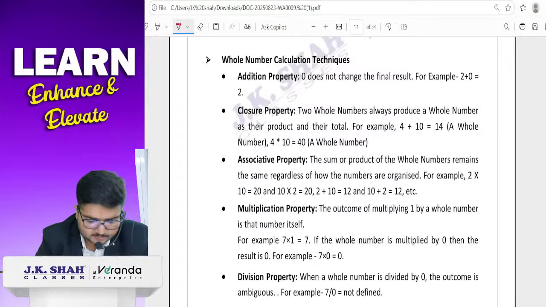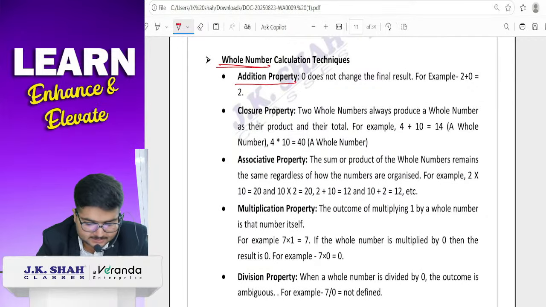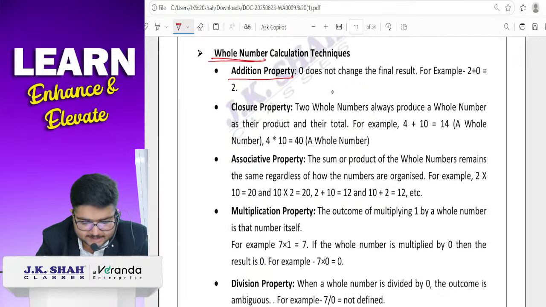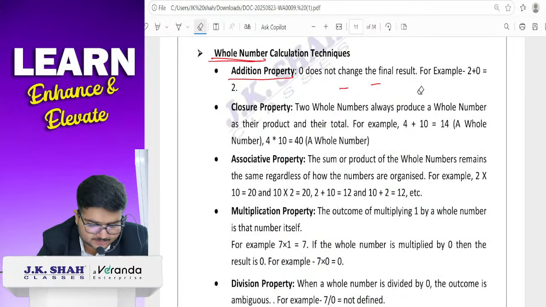That if, now first of all, understand this, all the properties are applicable for whole numbers, right? Now addition property is trying to tell you that if you take any whole number, for example 7, if I add 7 plus 0, answer will be 7, therefore it won't be changing. If I add 0 in any whole number, the answer will not change. That is the property that is trying to tell you.